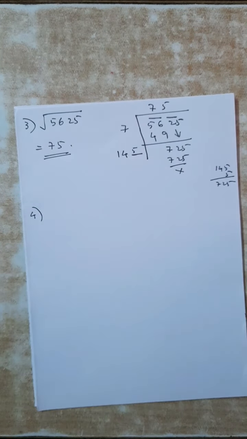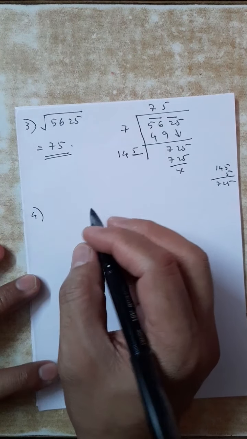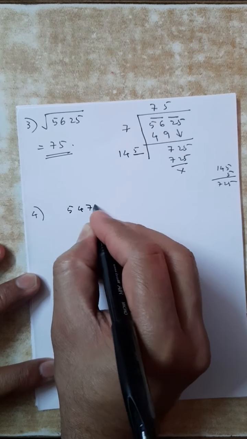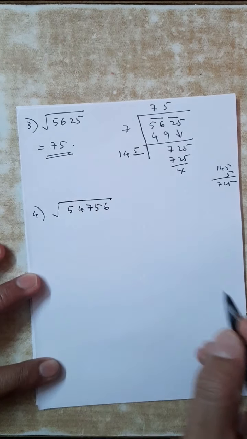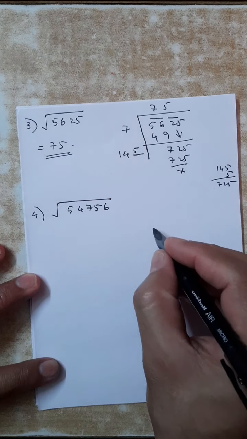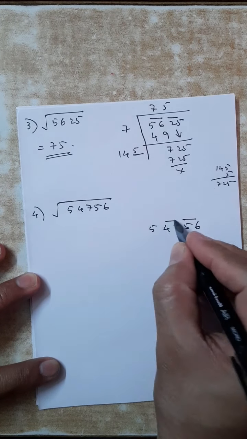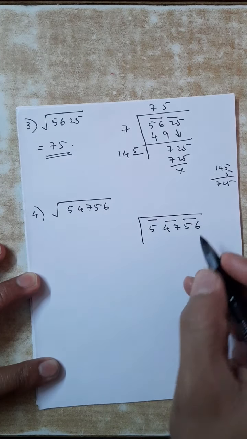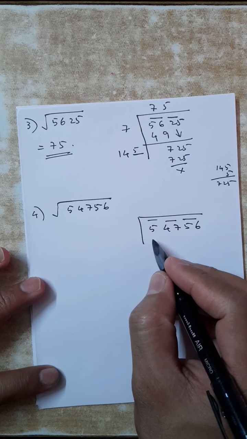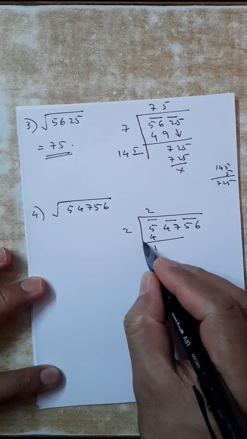Now we will go to a little more big number. Okay, let us take that number which I wrote earlier: 54756. 54756 means grouping 5, 47, 56. First group is 5. Which number will go? 2 2s are 4. Balance is 1.